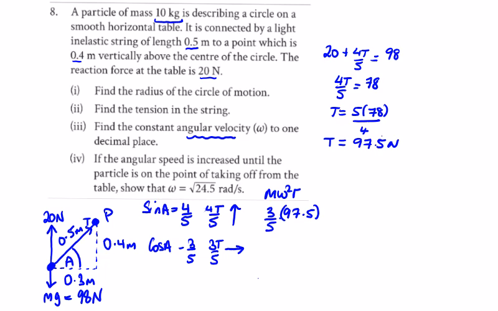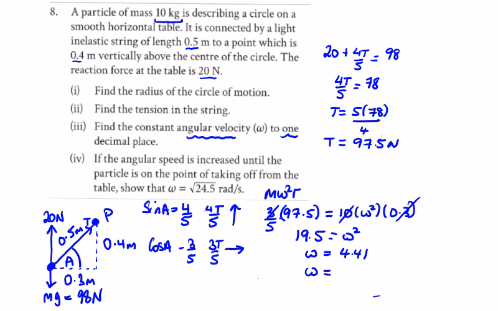Actually, let me see, I think I might get a cancellation going on here, m, which is 10 times w squared times the radius, which is 0.3, yeah, there's my 3, 10 by 0.3 and 3, so I get the left hand side 19.5, 0.5 less than 20 will be w squared, so w will be equal to the square root of that, which is 4.41, one decimal place. The angular velocity is 4.4.